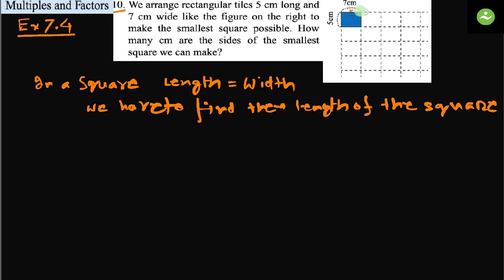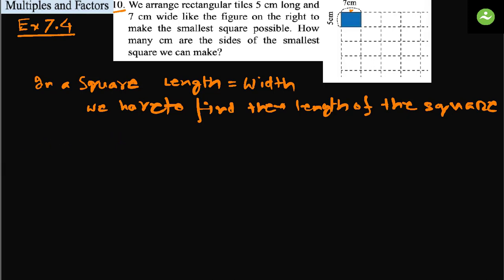For example, if this is the square, each side has to be equal in length, and that should be multiples of 7 and multiples of 5. So what is that number? That is multiple of 7 and multiple of 5. We call that common multiple. And how do we find that?